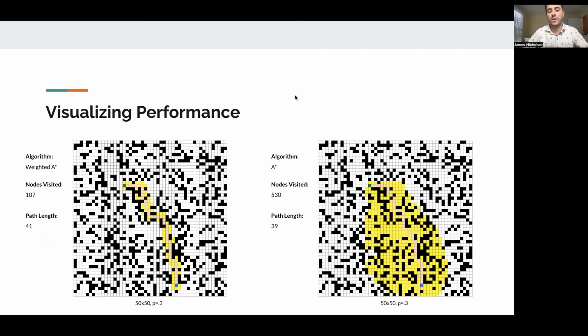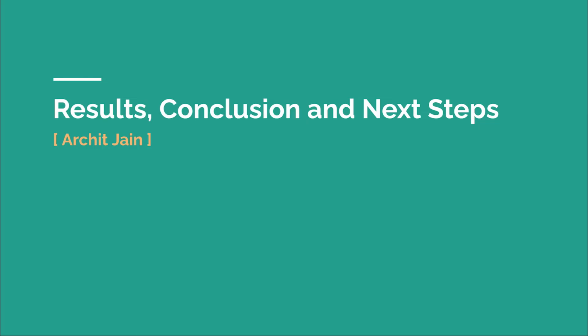Additionally, we implemented some visual aids to help us analyze the algorithm performance. Pictured here, you can see yellow cells representing cells that the algorithm visited while it was searching the graph. On the right, A-star found the optimal path with a length of 39, but it visited 530 nodes in the process.